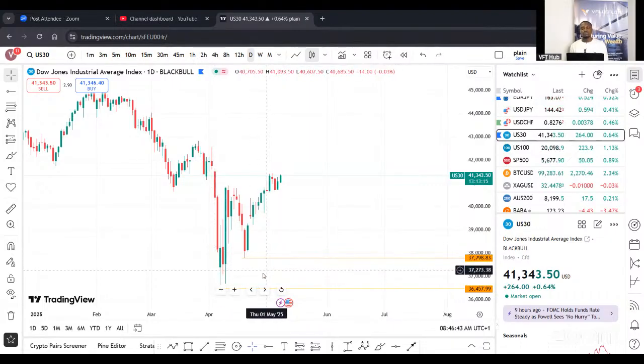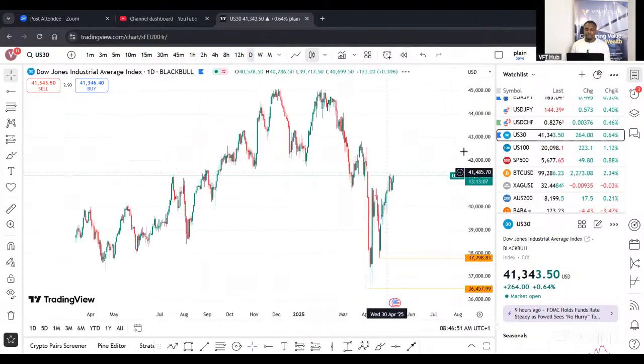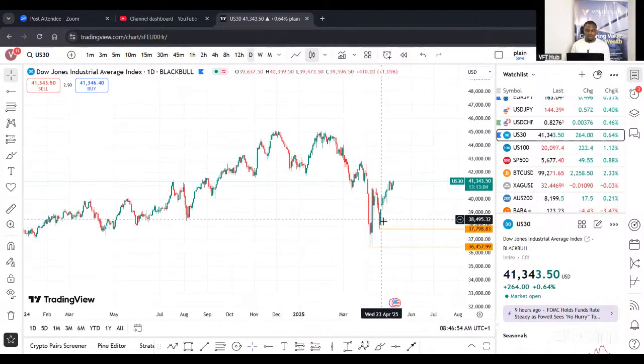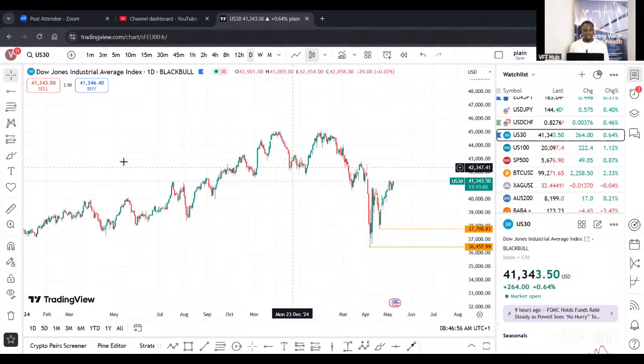Until price breaks this level, or we see clearly that price has broken this level, we can't say the sales don't still continue, right? Structurally on the daily time frame, we are still very much bearish, but you can see that is beginning to change.